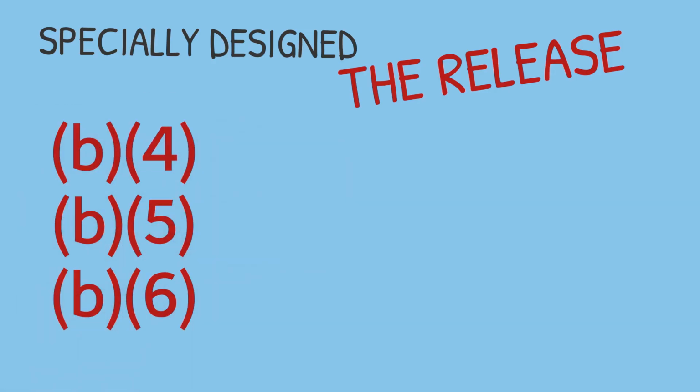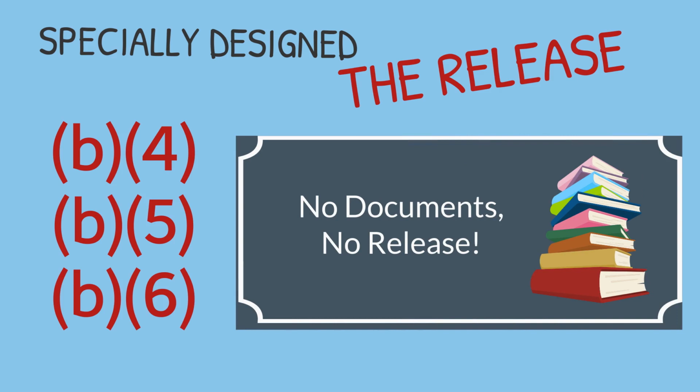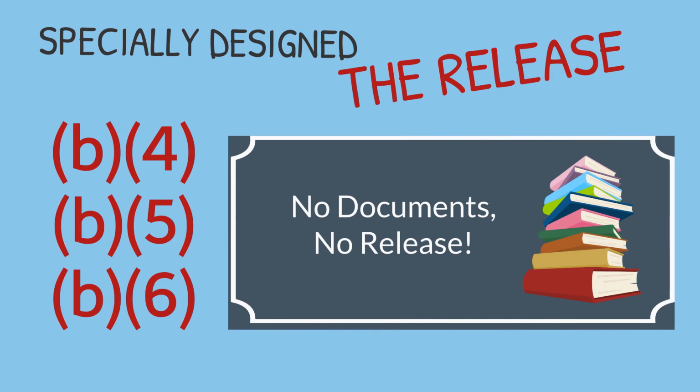The next three releases, B4 through B6, require you to have documents contemporaneous with the part's development to support its release from specially designed. No documents means no release, and the documents in their totality must support the release criteria.